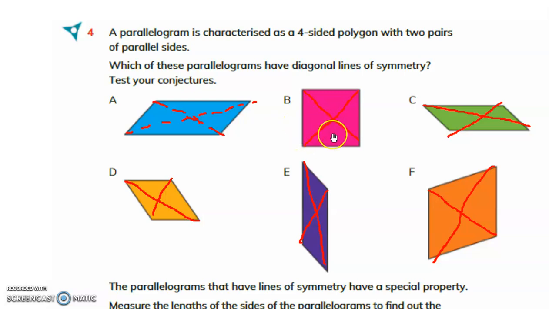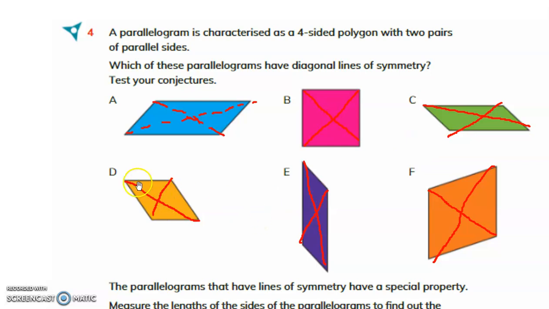But we know a square has diagonal lines of symmetry. So if we fold across the diagonals of the square, it will be symmetrical. Now how about this? This is not symmetrical across the lines of the diagonals.